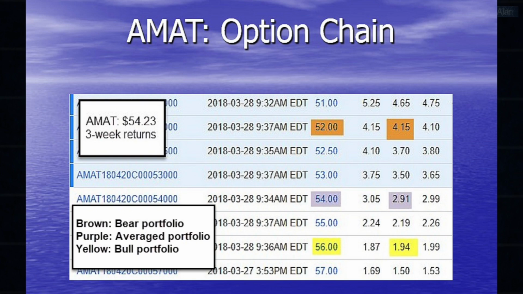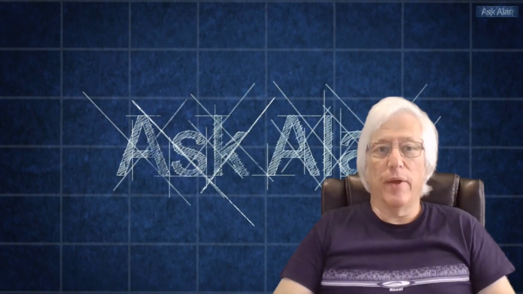You could see that the bid price was $4.15. The 54 might be a strike we'd select in a mixed or average portfolio with a bid price of $2.91. And in the yellow highlighted field, we have the 56 out of the money strike, which would be for a bull portfolio, and that generated $1.94.